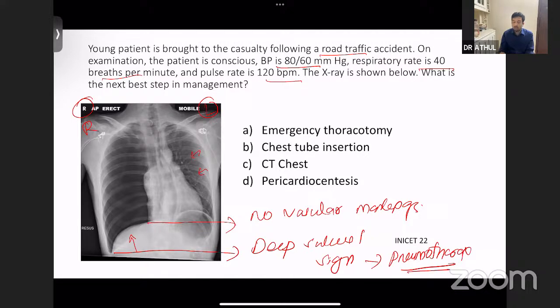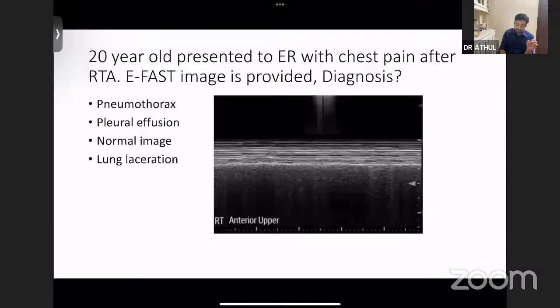Another repeat question, pneumothorax. What will you do for pneumothorax? You have to put a chest tube. There is no need for CT chest. There is no need for emergency thoracotomy. Emergency thoracotomy means you are opening up the chest. There is no need to open up the chest rib cage. There is no use of pericardiocentesis. What you have to do is you have to put an ICD.